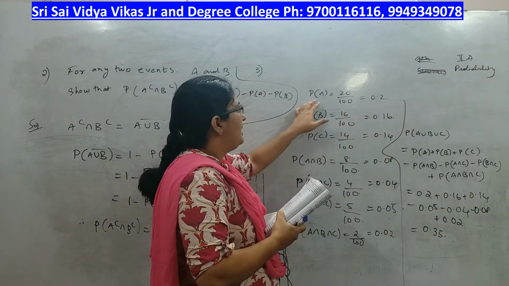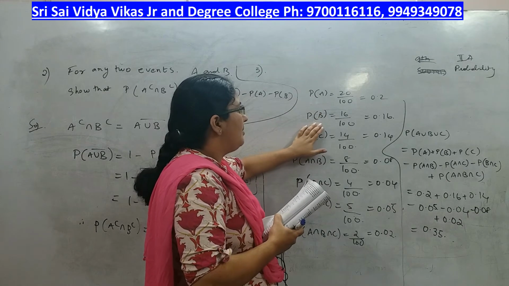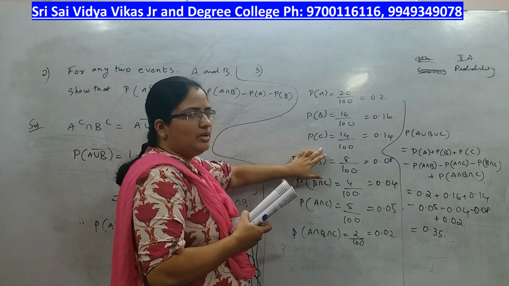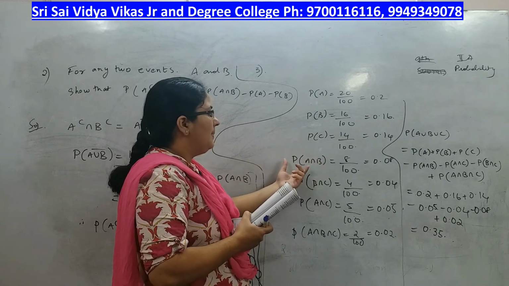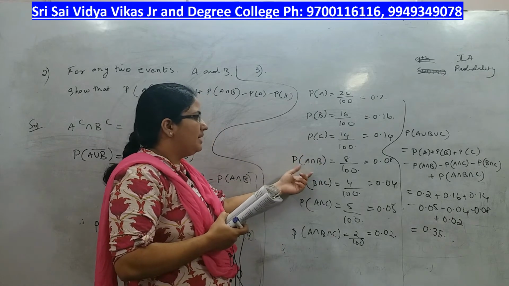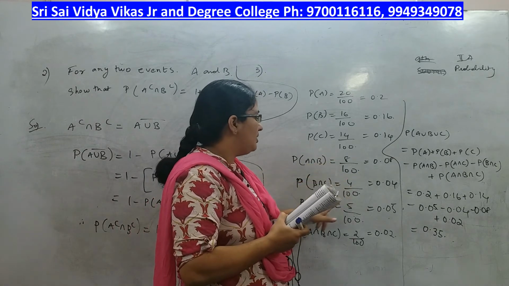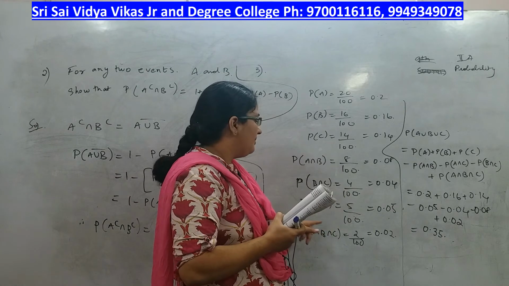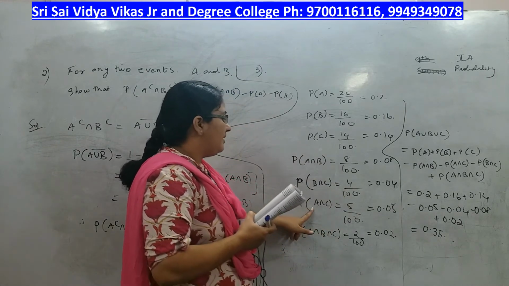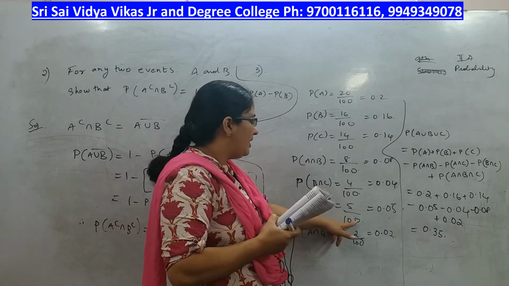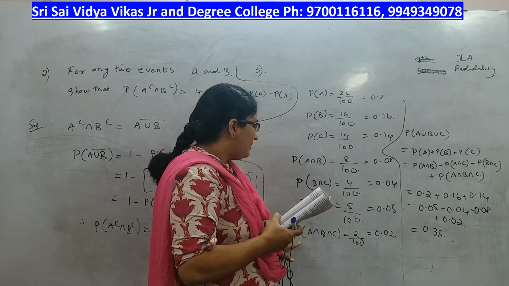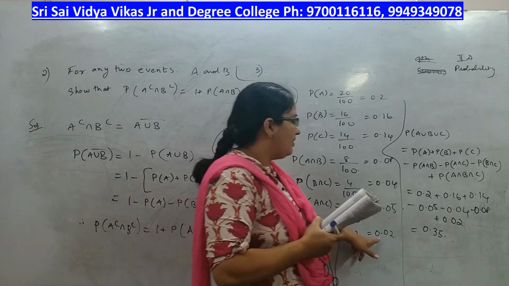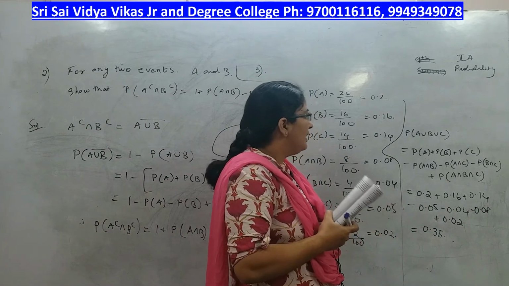So the population who read all the newspapers is 0.35. This is the population who read newspaper A. This is the population who read newspaper B. This is the population who read newspaper C. Both A and B are read by 8%, that is 0.08. Both B and C are read by 4%, that is 0.04. Both A and C are read by 5%, that is 0.05. All three papers are read by 2% of the people, that is 0.02.